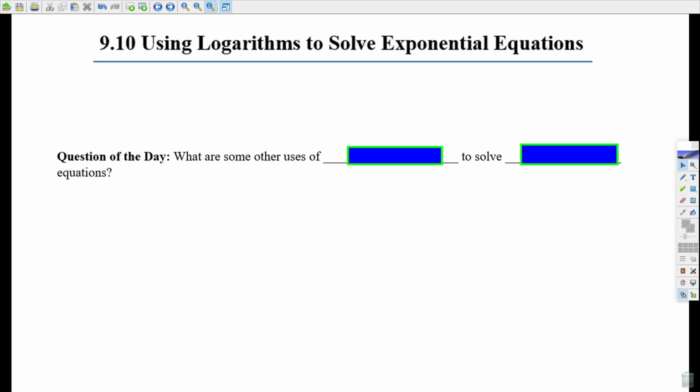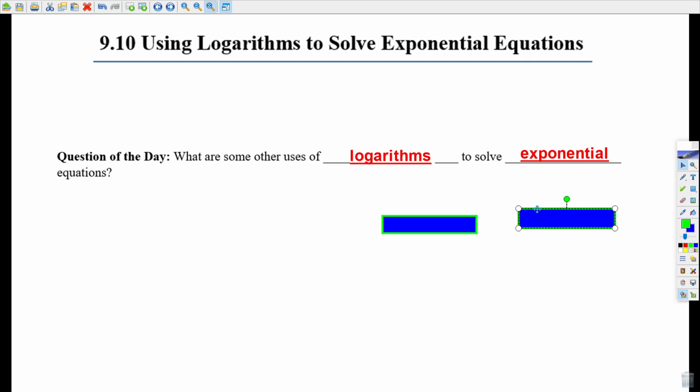Finally, we're on the last section of chapter 9. So we're going to do 9.10. It's called Using Logarithms to Solve Exponential Equations. So we're going to see some other uses of logarithms to solve exponential equations.